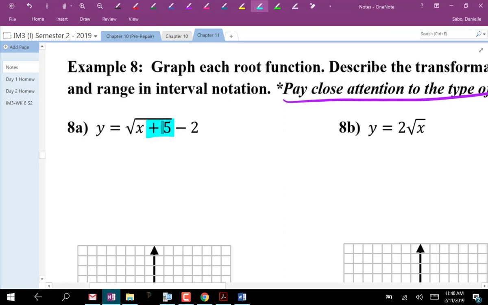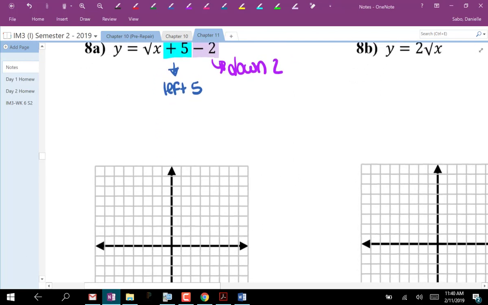What does this 5 mean? Good, left 5. I'm happy that you guys remember this from like every chapter we've done this year, maybe besides a couple. What does a 2 mean? Down 2. So the very first step when you graph these by yourself without a calculator is to graph that. So we're going to go left 5, down 2. Left 1, 2, 3, 4, 5, down 1, 2. That is like my point of inflection. That's my vertex point.